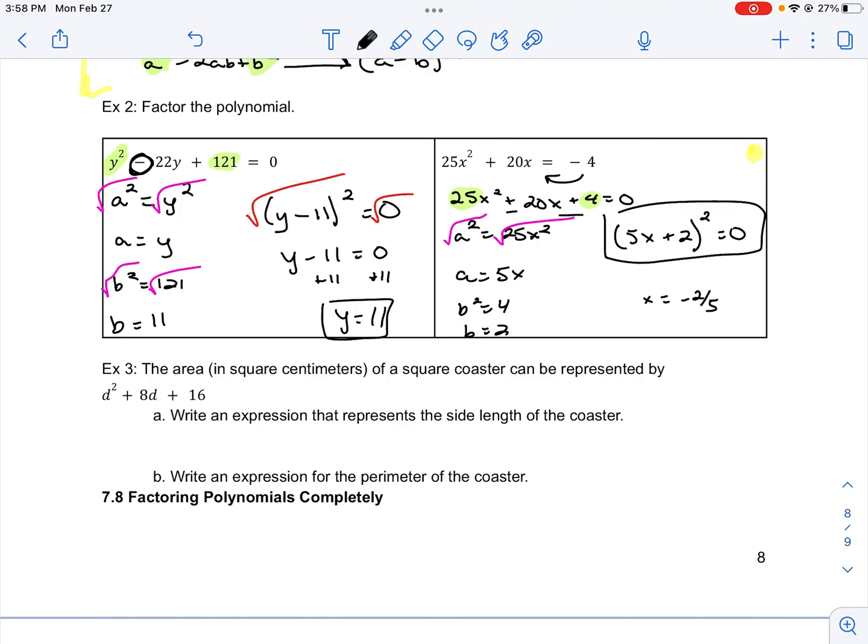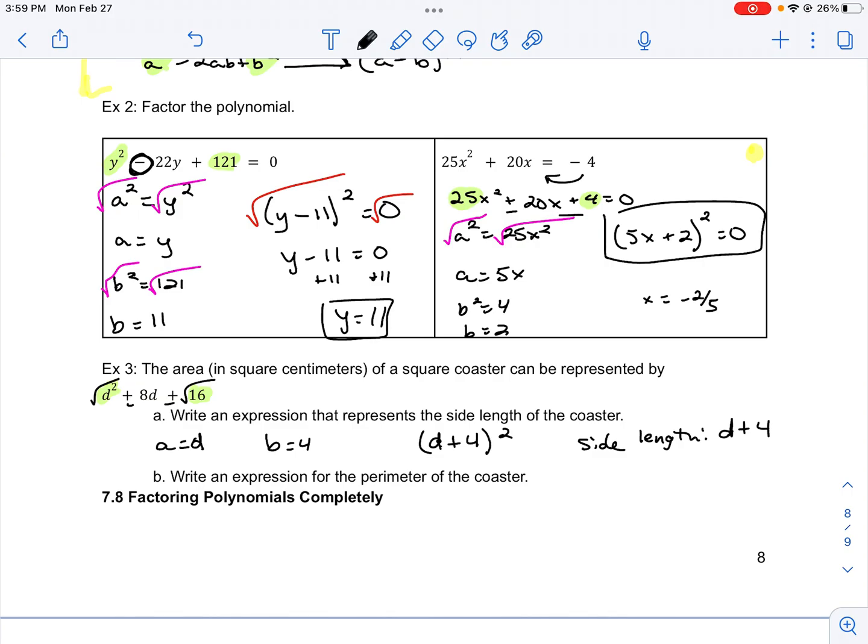Looking at example 3 here, the area of a square coaster can be represented by d squared plus 8d plus 16. Write an expression that represents the side length of the coaster. So I have a perfect square here and here. I'm going to square root both of those to get my a and my b. A is really d, b is 4. I have a plus plus, so I know it's (d plus 4) squared. So technically, this is the area. So the side length alone is d plus 4.